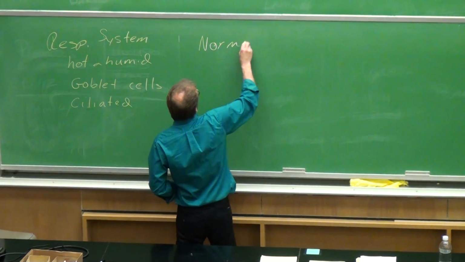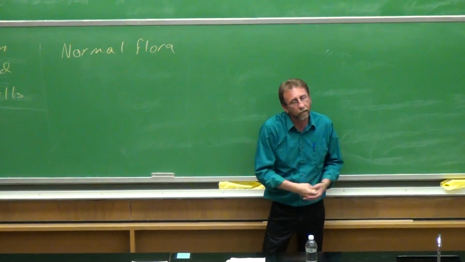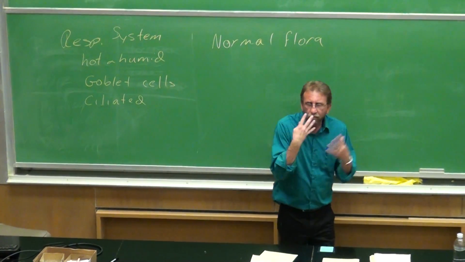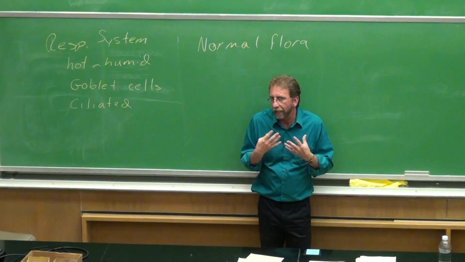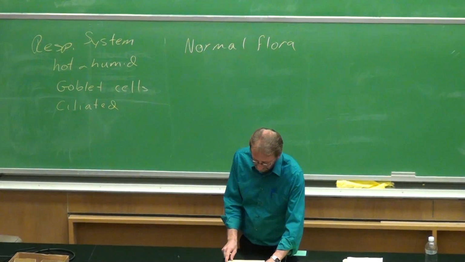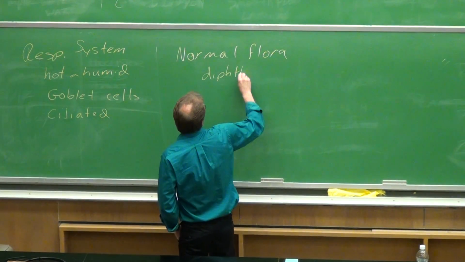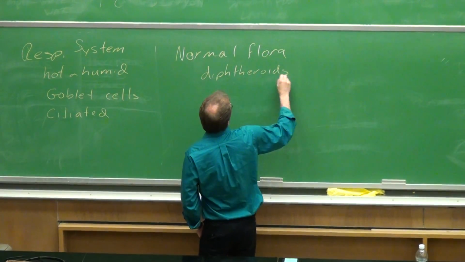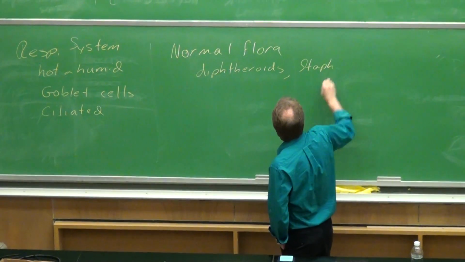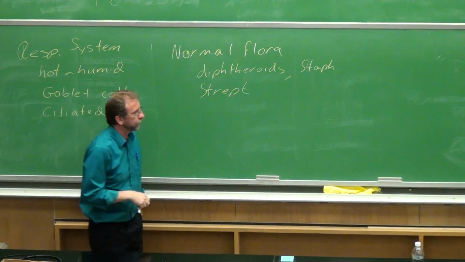Let's consider the normal flora here of our respiratory system, or our normal microbiota. There are numerous bacteria that can colonize our nasal passages and colonize our throat and our pharynx. Some of those include diphtheroids. Some Staphylococcus strains were found there as well. We can also find some Streptococcus strains, and I'm going to talk about these guys here in some detail real soon.